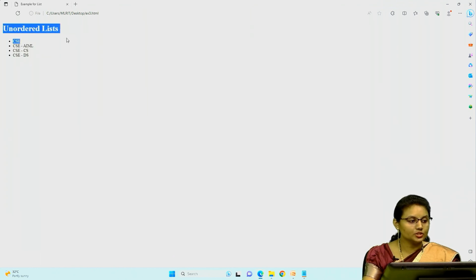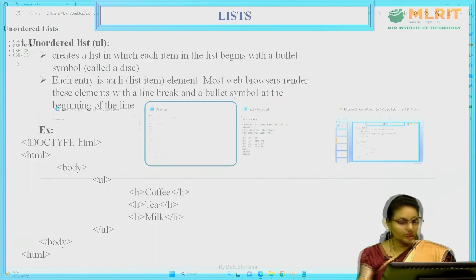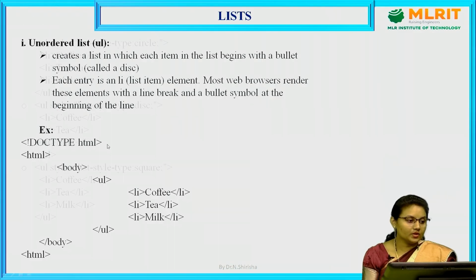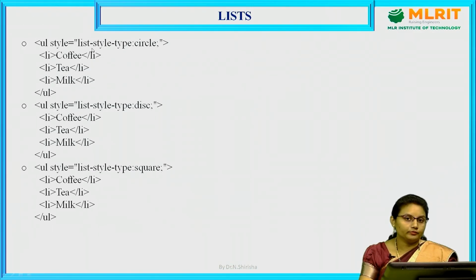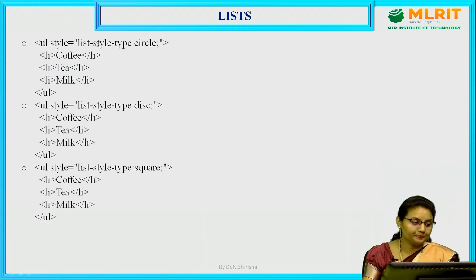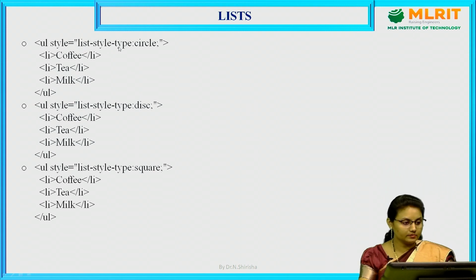We have given H1 and here we are getting all the styles, and by default you will get a circular fashion in the unordered list. Let us see how we'll work with other types. Here we have the list style type attribute. Style is the attribute we are giving. What is the property of the style we are giving? List style type. What is the style type? Circle. So, by default you are getting a circle, right?